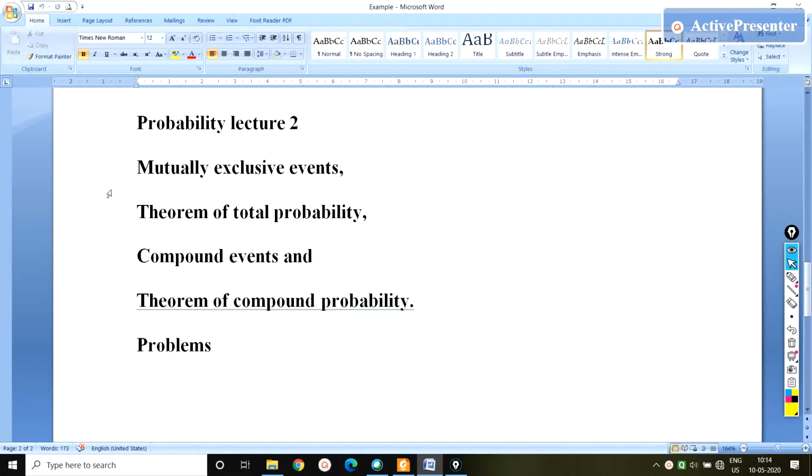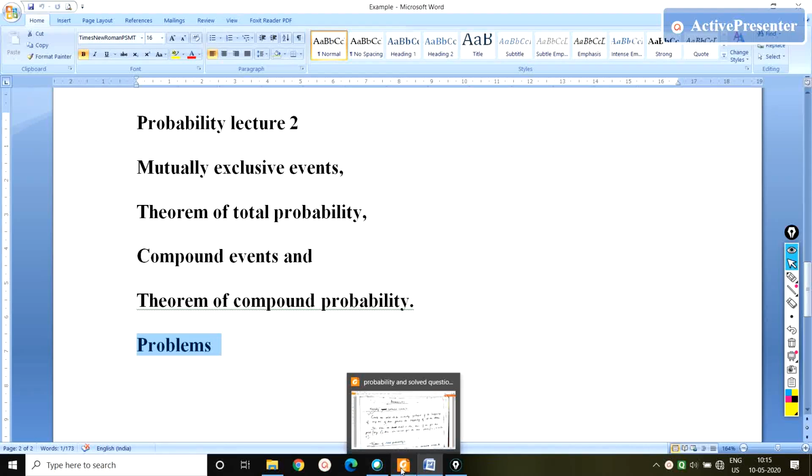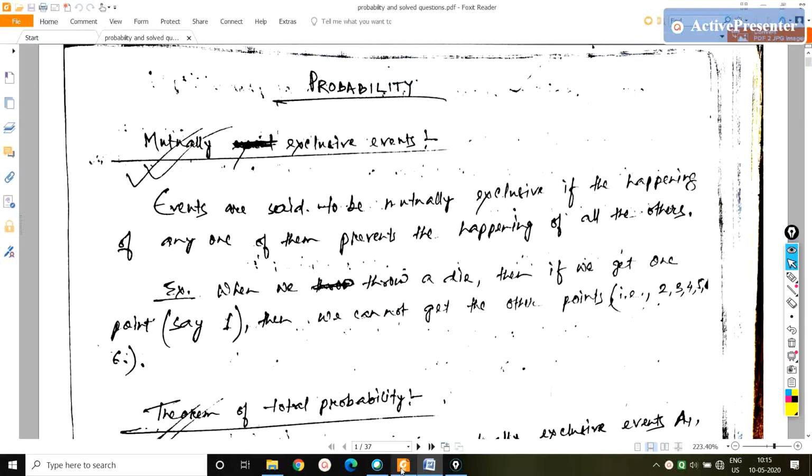In today's lecture, we are going to discuss mutually exclusive events, theorem of total probability, compound events, and theorem of compound probability. And if time permits, we will also go for problems. So let us begin with mutually exclusive events.